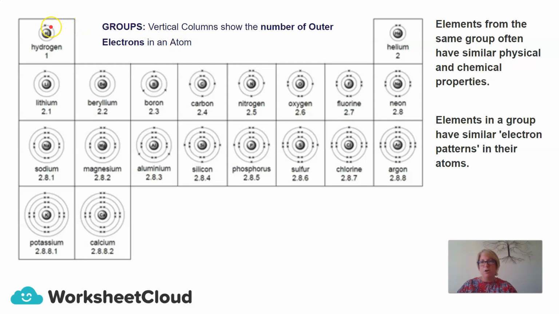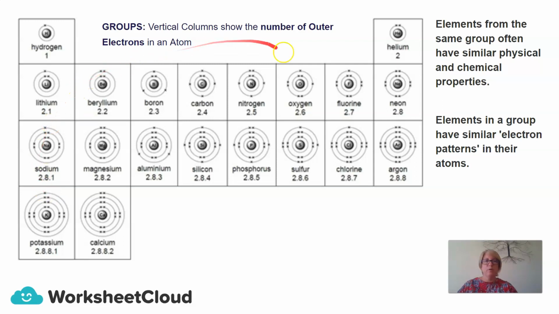But if you have a look here with hydrogen, in the outer shell, it only has one electron. If we move to lithium, in the outer shell over there, it only has one electron. If we have a look at sodium, in the outer shell, so there's the outer shell, it only has one electron. We move down to potassium, and we have a look at the outer shell, it only has one electron.